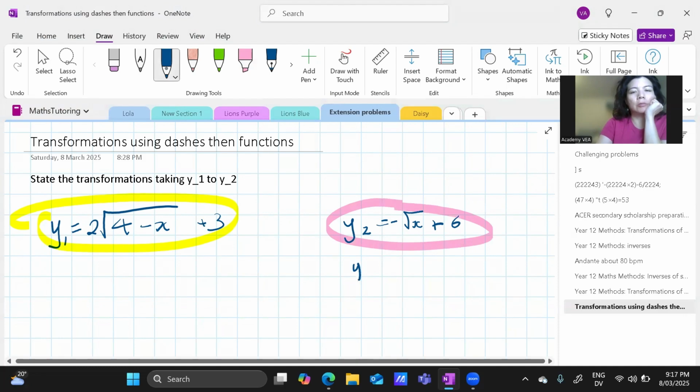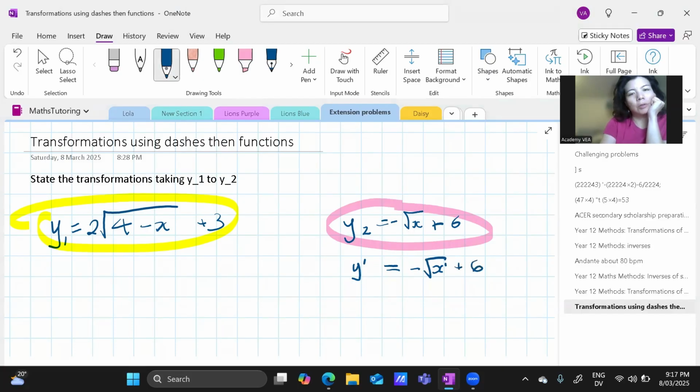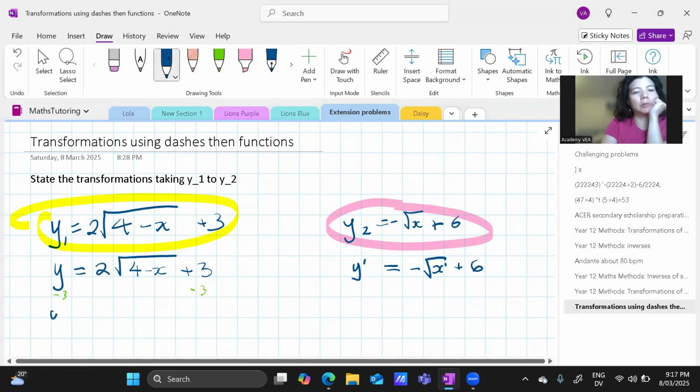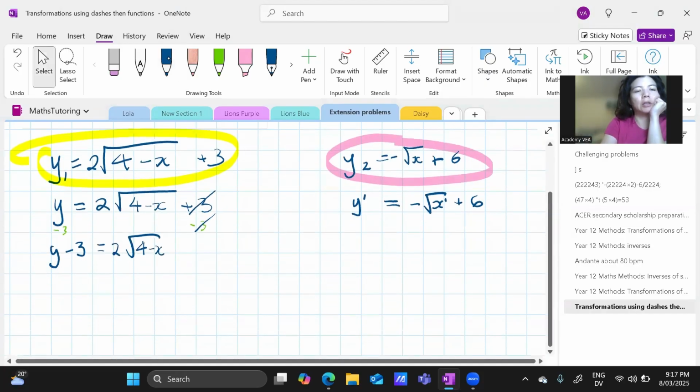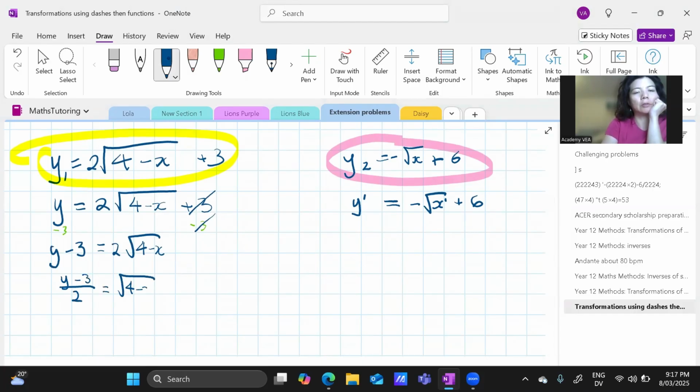So your first approach is to call the second, or the image of the transformation, all the x's and y's as dashed versions. And so what you want to do is make the square root the subject, which is the basic form of our square root function. So on the left here, I would have to subtract 3 from both sides and then divide by 2. I will do that step by step. So y take away 3 equals 2 root 4 minus x. They cancel off. And then you'd have to divide by 2. So y minus 3 all divided by 2 is the square root of 4 minus x.